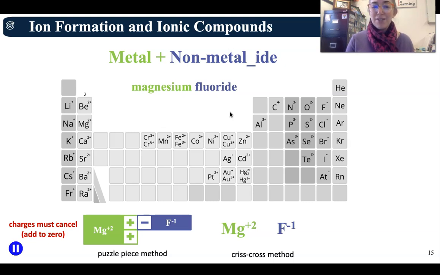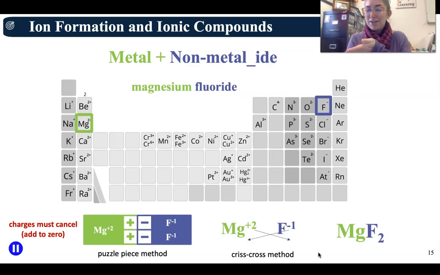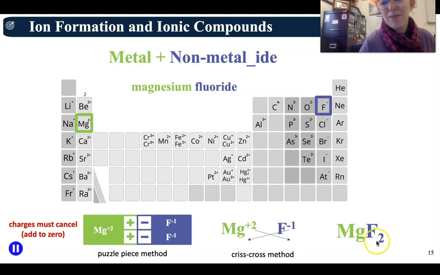There are 2 different ways to think about forming this compound: the puzzle piece method, where you think of the 2+ charge of the magnesium and the 1- charge of the fluorine, or the crisscross method. Just showing these, you need 2 fluorines to balance out the magnesium charge. The crisscross method is moving the charges down and making them subscripts. Either way you do it, magnesium fluoride has the chemical formula MgF2. That subscript tells us that there are 2 fluoride ions for every 1 magnesium ion.